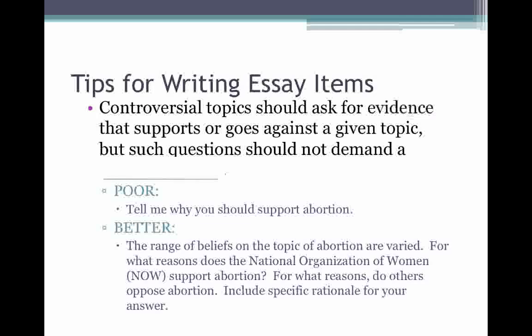Additionally, we want to make sure that we are not asking or telling our students to take a specific position on hot topics, on political topics, for example. And so a better way to do that, as we see in the related examples here, would be to ask students to compare and contrast the differences between two different related perspectives.